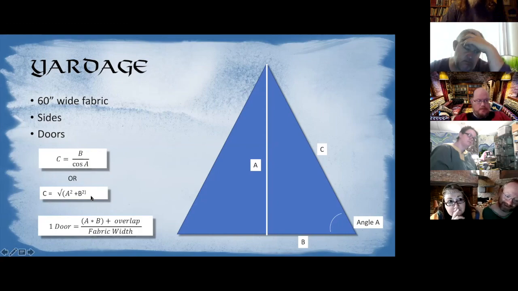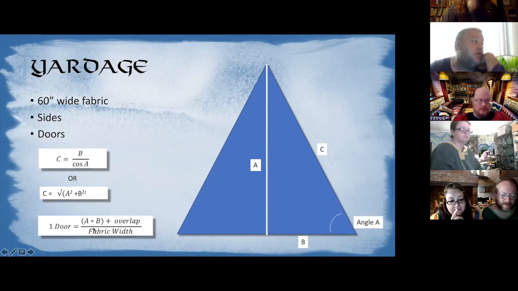So I gave you 2 methods here to find it. You can either do B divided by the cosine of this angle, if you know that, or C equals the square root of A squared plus B squared, which might be the easiest. Okay. On the door, you're going to need 2 pieces that are A times B plus the overlap plus seams, if you have any.